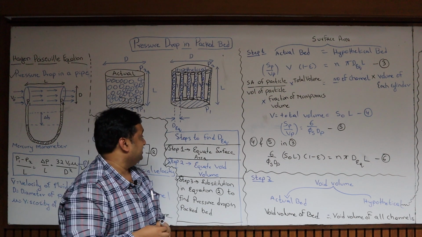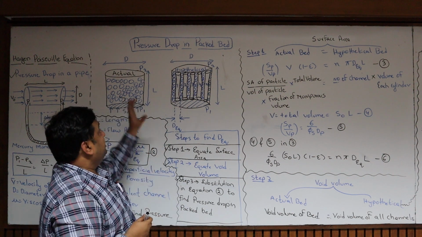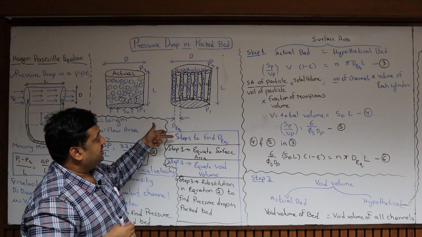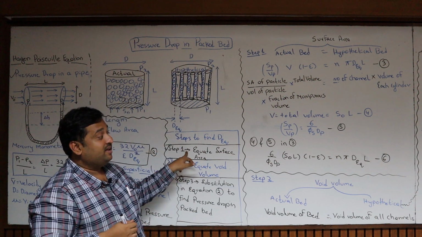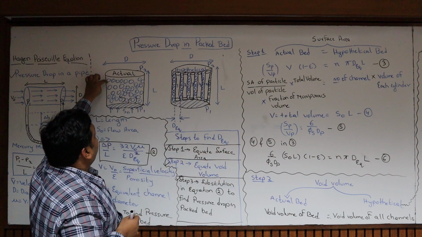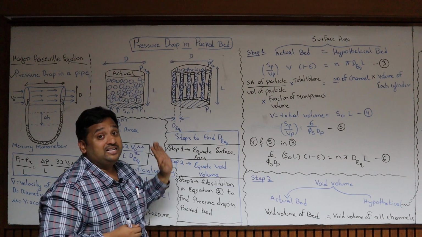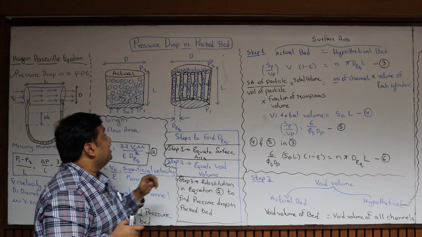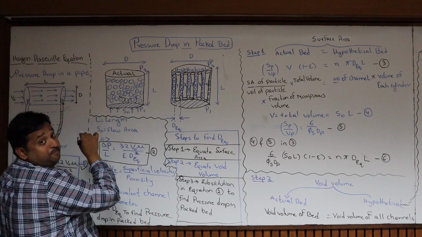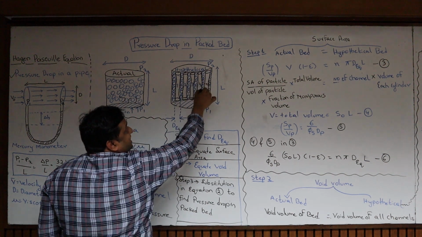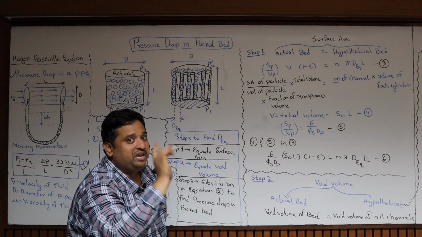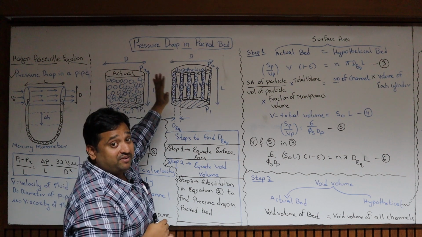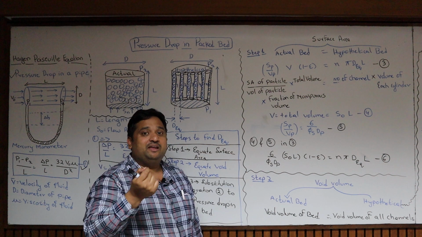To find the D equivalent diameter, I have to follow 3 steps. This is your actual bed, this is your hypothetical bed, and to derive D equivalent I have 3 steps. In step 1, equate the surface area. That means the surface area of these particles should be equal to the surface area of the particles in the hypothetical bed. If you equate these two, you get one equation. Step 2, equate void volume. The empty spaces available between the particles and the empty spaces of the n channels, if you equate these two, you get one more equation. And the third step is, by equation 1 and equation 2, by equating surface areas as well as void fractions, I get the final equation from which I can derive D equivalent.